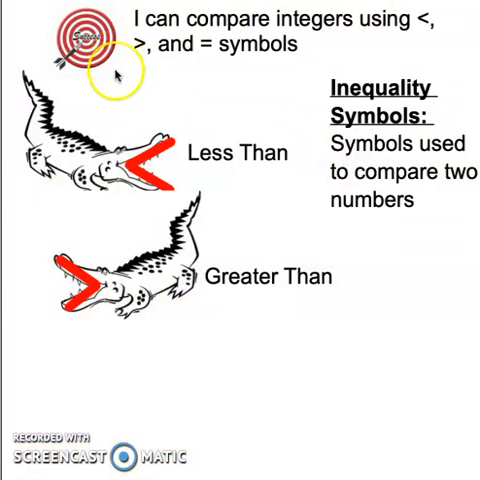Inequality symbols, remember, are symbols that we use to compare two numbers. So for instance, this first one, they kind of look like the mouth of an alligator. But this one is less than. And the way that I remember this one is, first of all, it has the point coming first. If I turn this symbol just a little bit and tilt it, it actually makes the letter L. And I just remember that as L for less than.